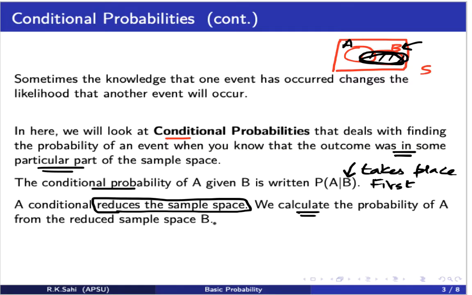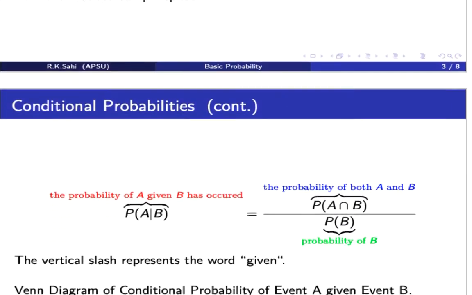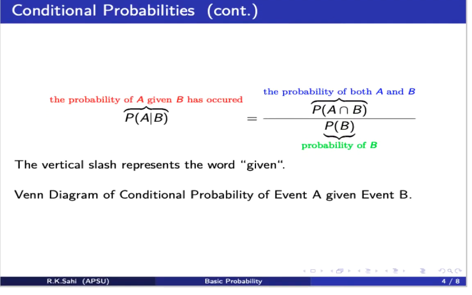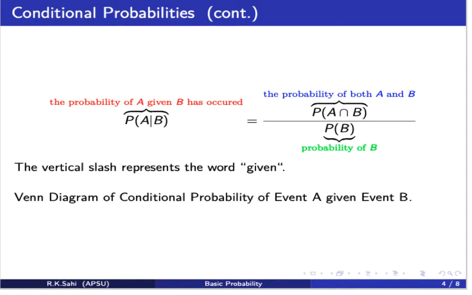Let's look at this in terms of a formula, which will help us understand it more. The probability of A given B is defined as the probability of A intersection B divided by the probability of B. This vertical line represents the word "given" in the problem. Now the Venn diagram is shown below.